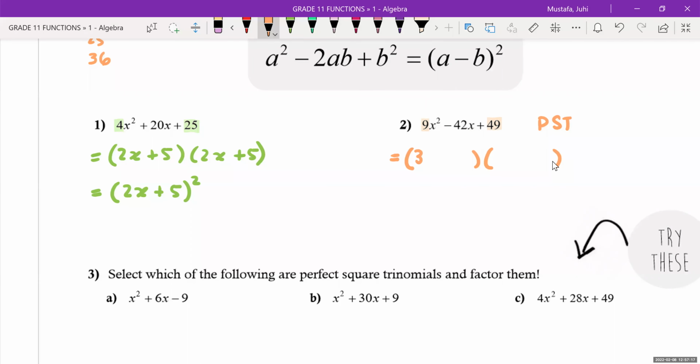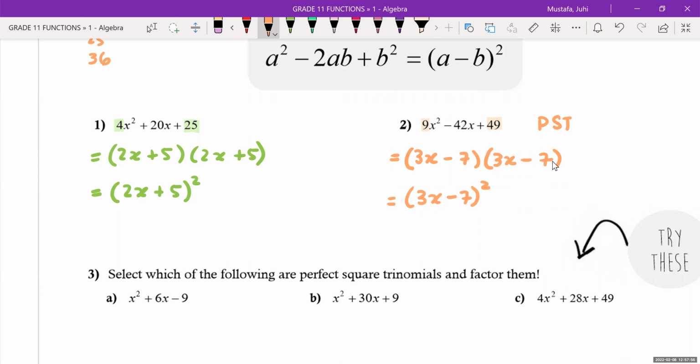The first 2 numbers are going to be 3x and 3x to give me 9x squared. The second 2 numbers are going to be 7 and 7 to give me 49. And I know that if the middle term is negative, that means both of these have to be negative as well. And of course, you can FOIL this again and see if it works. So 3x times 3x is 9x squared. Negative 21 minus 21 is negative 42. And negative 7 times negative 7 is positive 49. You can keep it written like that, or you can go the additional step and just square it.